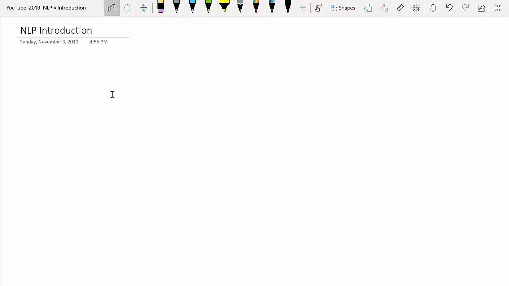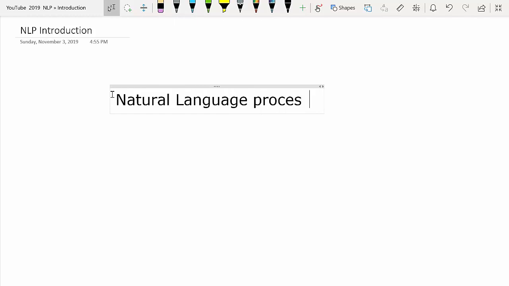Here I would like to first start with something called natural language processing, which is a technique or study to make the computers understand the natural language such as English, French, German, etc. Now, there are three types of natural language processing.